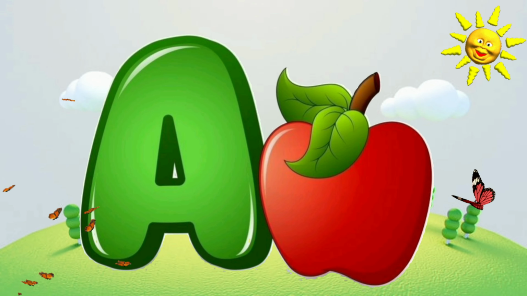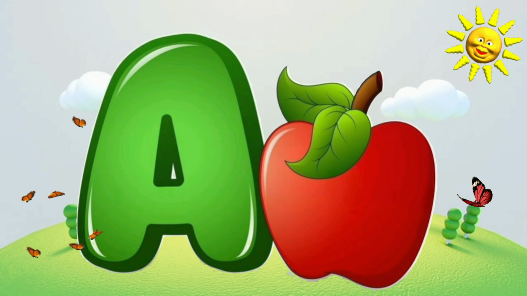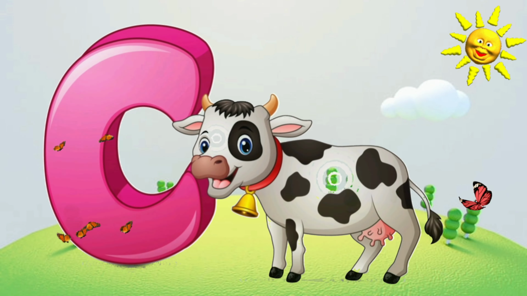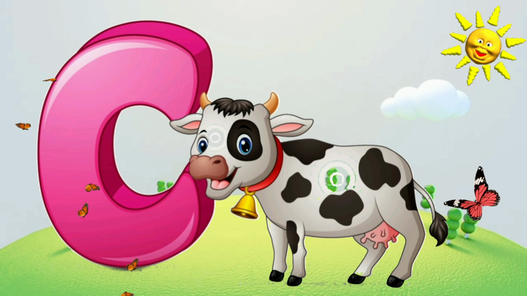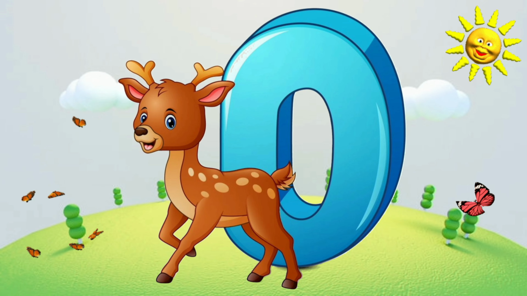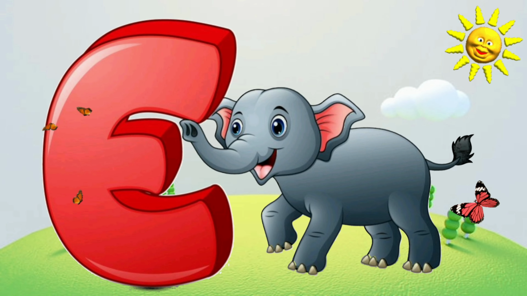A for apple, ding ding. B for bear, ding ding. C for cow, ding ding. D for deer, ding ding. E for elephant, ding ding.